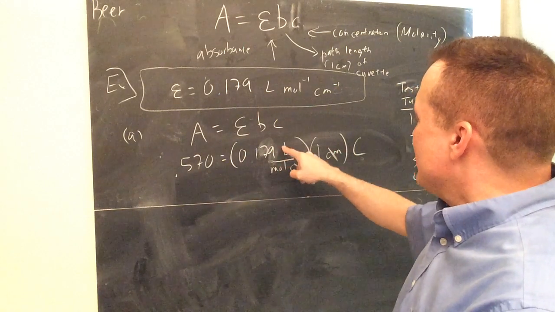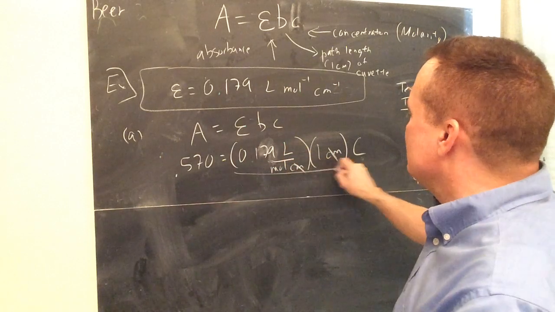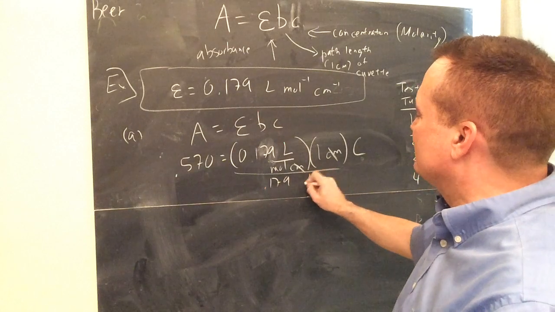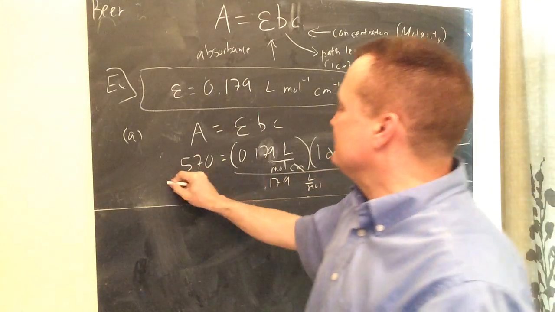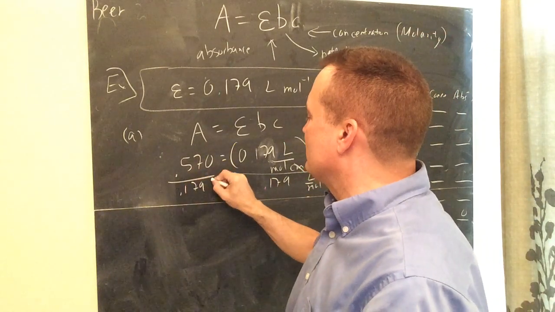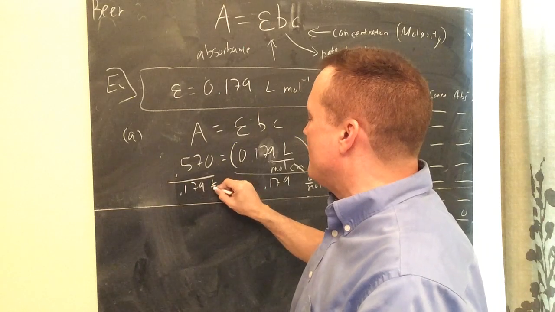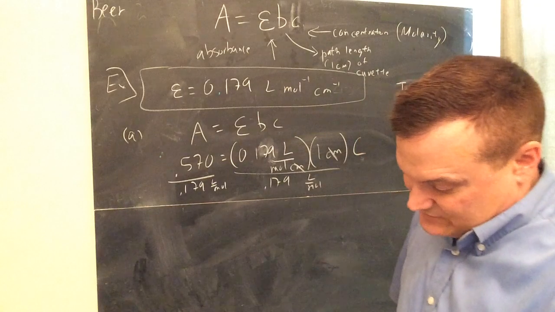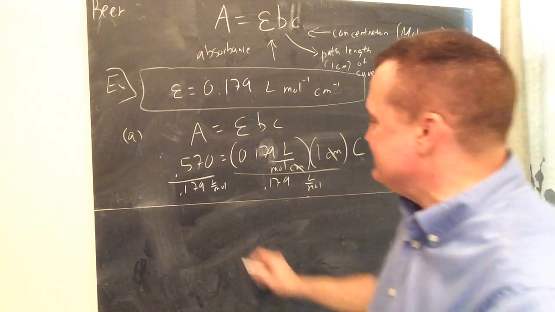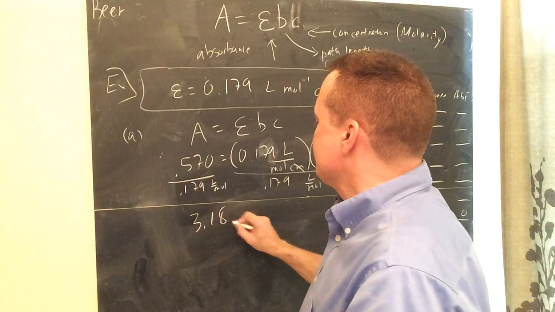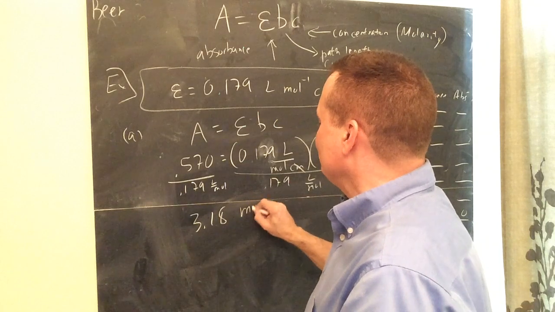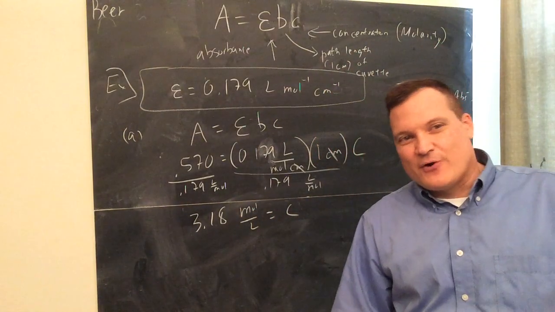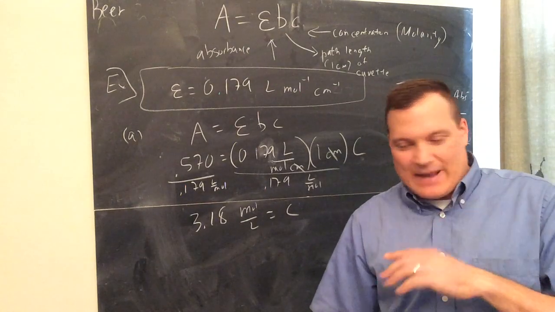And, of course, I'm going to divide both sides by 0.179, actually by 0.179 liter over mole. If I divide that by 0.179 liter over mole, you don't have to write the liter mole part, but it's going to flip it to mole per liter. So 0.570 divided by that, it's 3.18 mole per liter is the concentration.